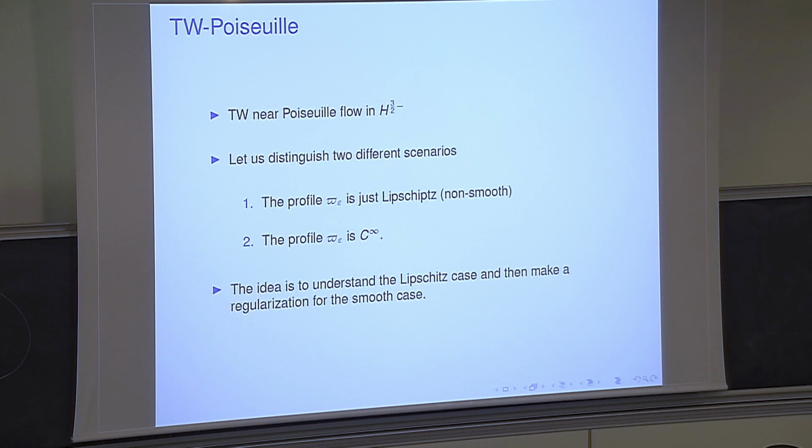Let me distinguish two different scenarios. The one in which the profile bar P epsilon is just Lipschitz, non-smooth, something with corners. This case is easier to analyze. And then the second scenario is the one in which the profile bar P epsilon is C infinity. And again, the idea here, as for the Couette flow, is to study the first case, and then try to make a regularization of the profile P epsilon to find, again, something close to the Poiseuille flow. Okay? In this talk, I'm going to focus on the first case, in which the profile is something with corners.